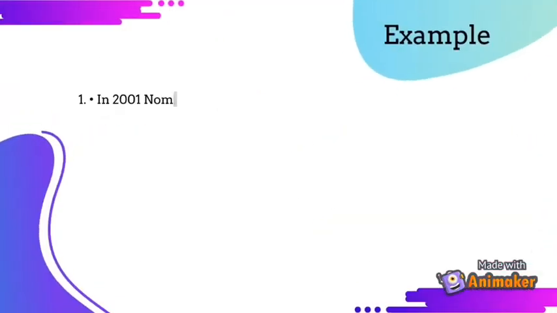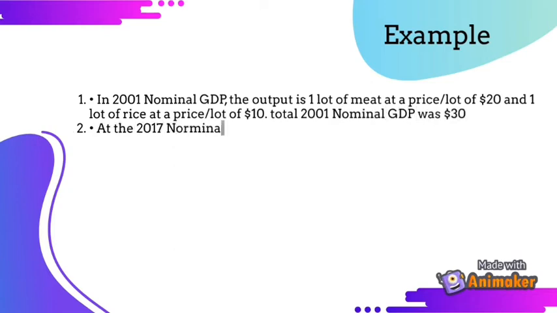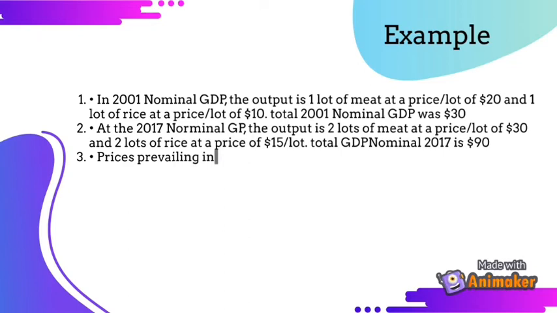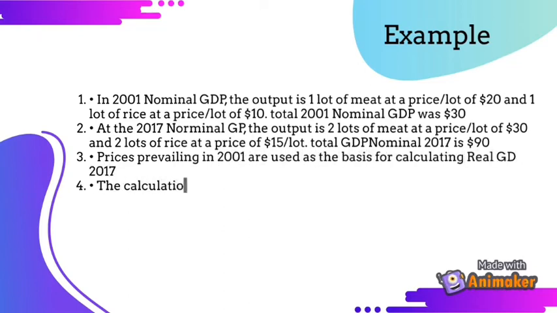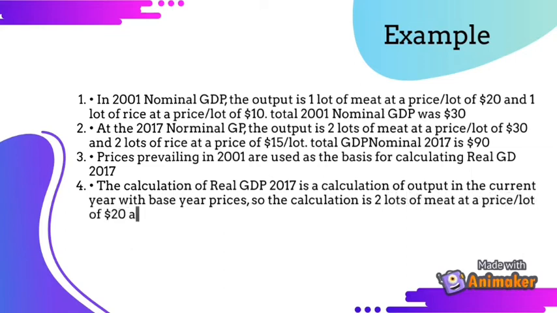Example. In 2001 nominal GDP, the output is 1 lot of meat at a price per lot of $20 and 1 lot of rice at a price per lot of $10. Total 2001 nominal GDP was $30. At the 2017 nominal GDP, the output is 2 lots of meat at a price per lot of $30 and 2 lots of rice at a price of $15 per lot. Total nominal GDP 2017 is $90.